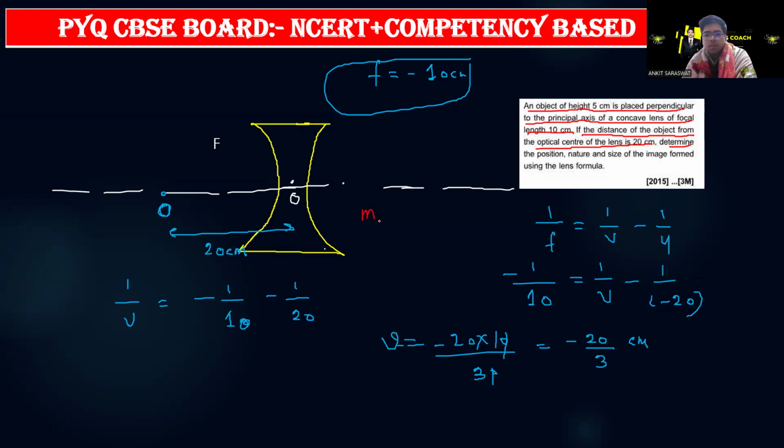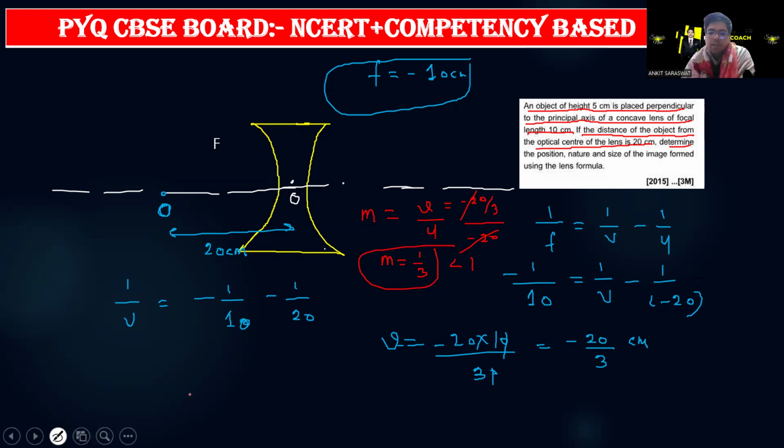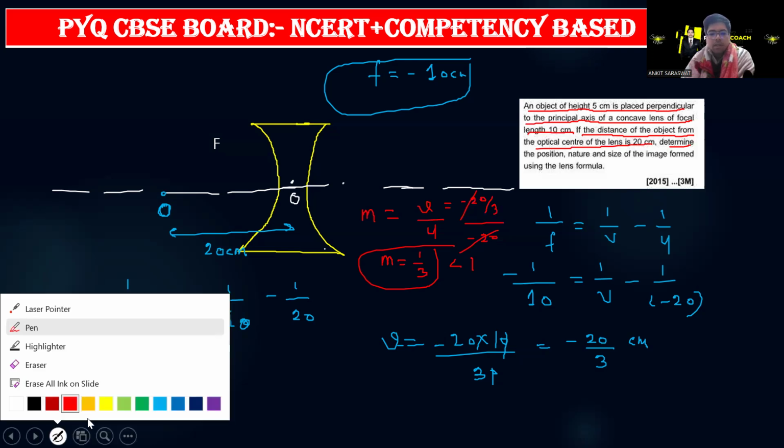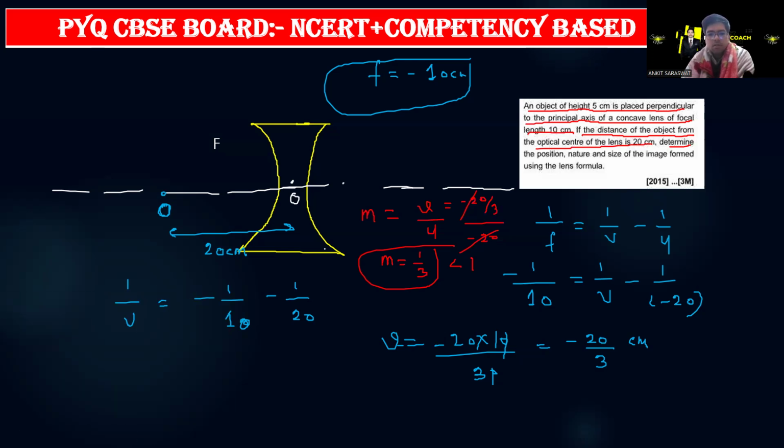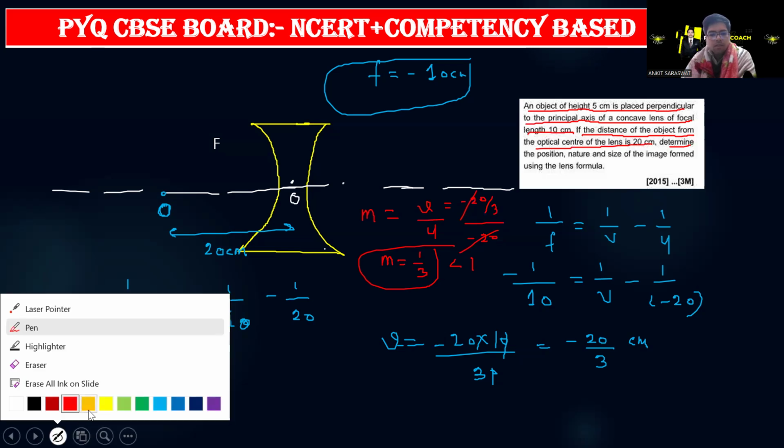Now calculate magnification. Magnification is V by U. So V is minus 20 by 3, U is minus 20. So you can check magnification comes out to be 1 by 3, which is less than 1. So in case of concave lens, you will get the image size always less than the object size. Always. Okay. It's a diverging lens. So M is equal to 1 by 3.